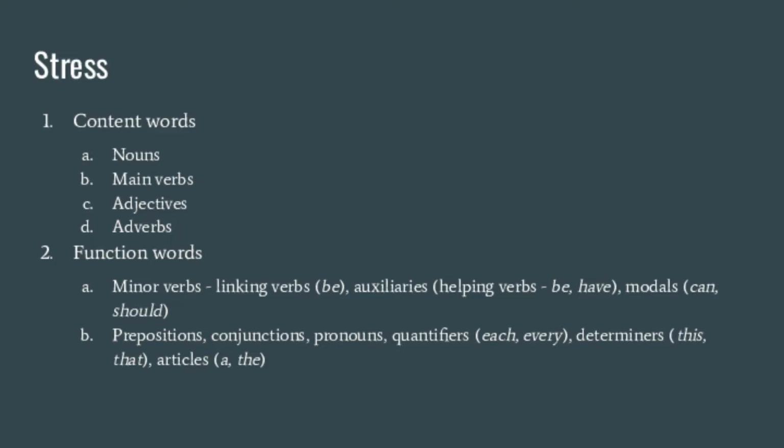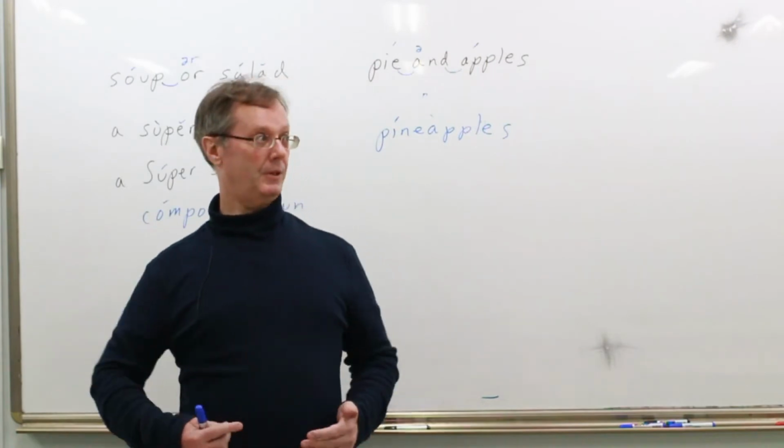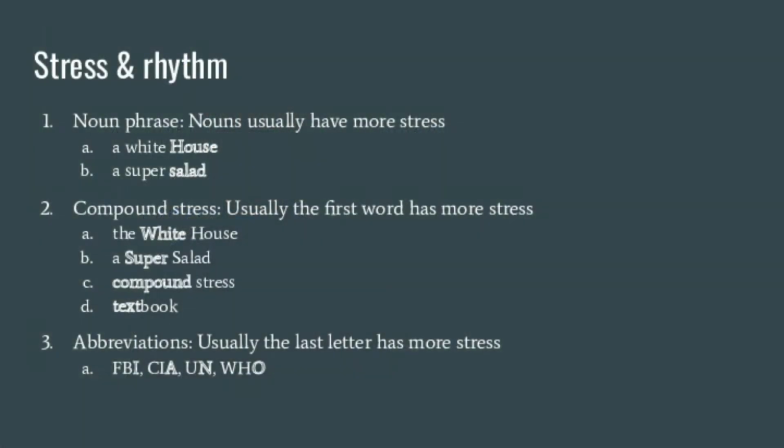So those minor words are function words. These are things like prepositions, linking verbs, modal verbs, conjunctions like because and since, and things like this, that, these, those, the. We don't usually say a, we say uh. We don't usually say the, we say thuh. So English rhythm consists of the stress patterns. We have a noun phrase stress pattern, like a super salad, where nouns have more stress. We have compound patterns, like pineapples.